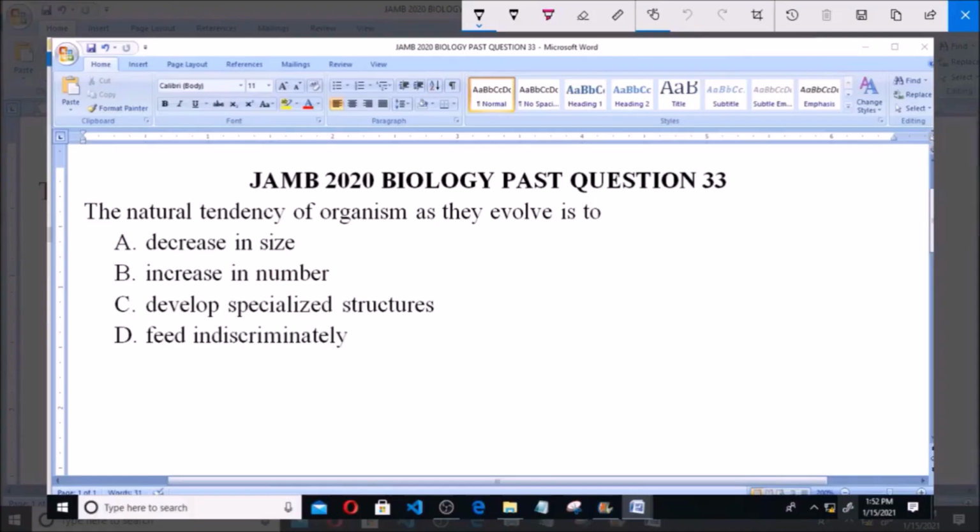Hello, good day and welcome. I'll be answering JAMB 2020 Biology Past Question 33. The natural tendency of organisms as they evolve is to A. decrease in size, B. increase in number, C. develop specialized structures, and D. feed indiscriminately.